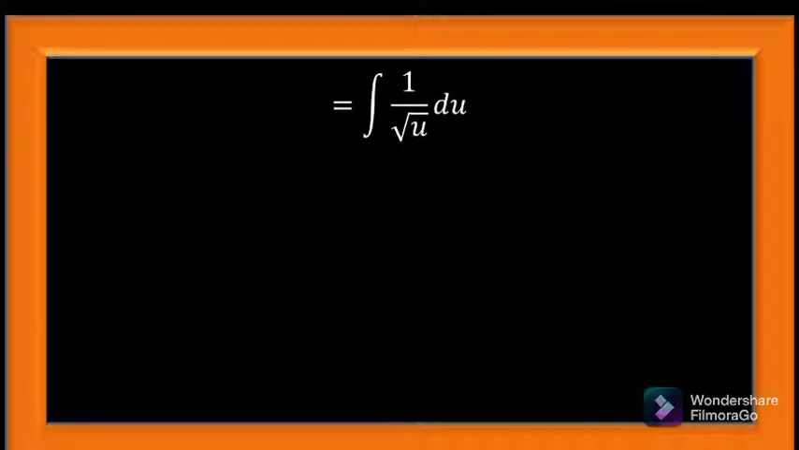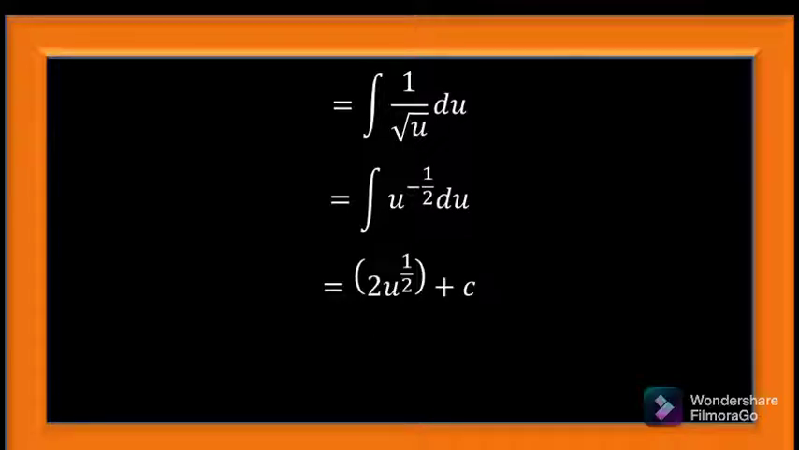But 1 over square root of u, we already said, is the same as u to the power negative a half. So we are integrating with respect to u again. Increasing the power by 1 and dividing by the new power will give us 2u to the power half plus a constant.